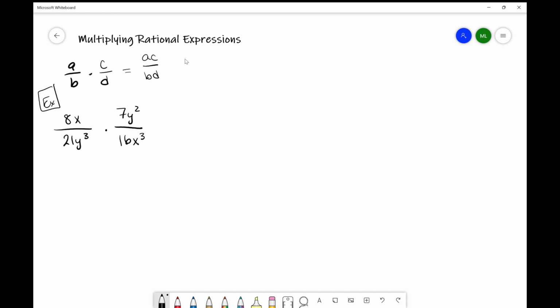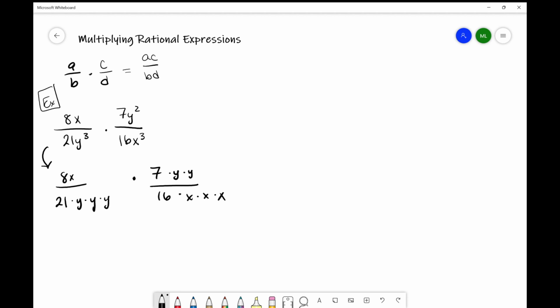Okay, let's see. Well, for one thing, we can also go ahead and expand each of these. So this is the same thing as 8x over 21 times y times y times y, because that's what y cubed means, times 7 times y over 16 times x times x times x. If I expanded it, this is basically what the rational expressions are telling me when they're multiplied to each other. I've got 3 y's in the bottom being multiplied to each other, 2 y's in the top with the 7 being multiplied by each other, and 3 x's in the bottom with the 16 being multiplied by each other. And I only have 1 x with the 8.